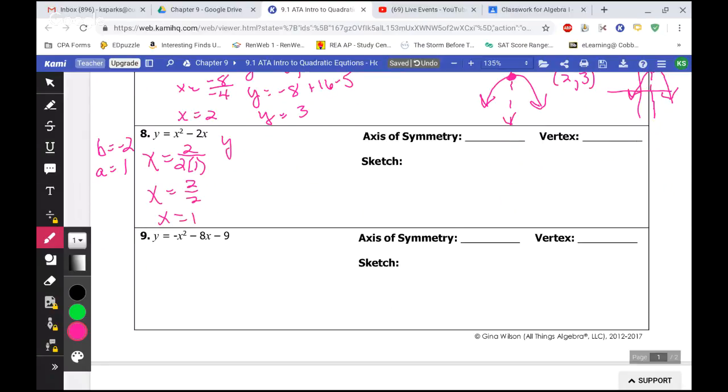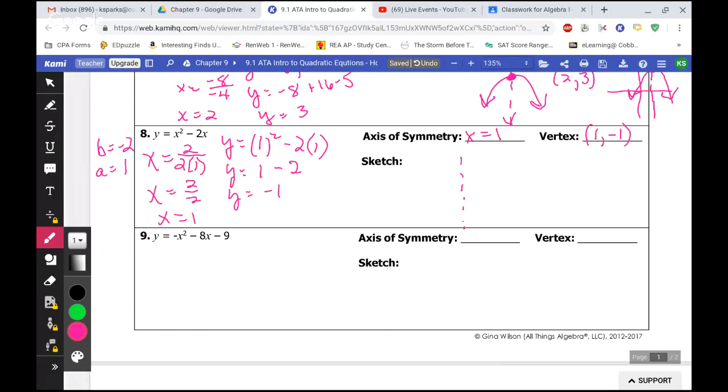All right, so now I'm going to plug in my 1 to my formula and solve. 1 squared is 1. 2 times 1 is 2. So the y coordinate for my vertex is -1.